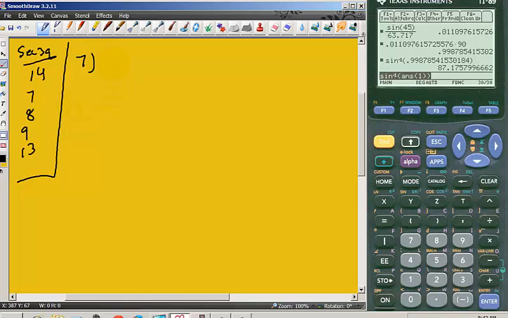Number 7. I have A is equal to 3, B is equal to 2, and angle A is equal to 50 degrees. Notice, I'm given angle A, I'm given side A. That means this is going to be law of sines. Whenever you have law of sines, you could have the ambiguous case. So you should set up your triangles this way. You don't have to, but it will make your life easy.